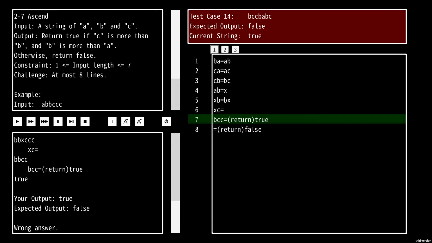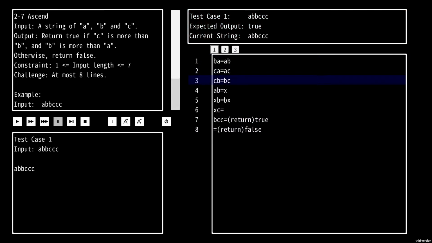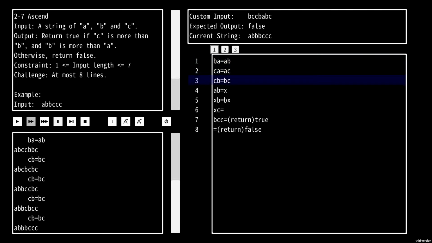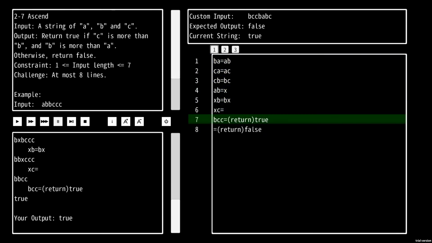No. Run this one. BBCC. I'm such an idiot. For some reason, I just forgot about that also being a thing I have to check. Right, and that's why I can't.